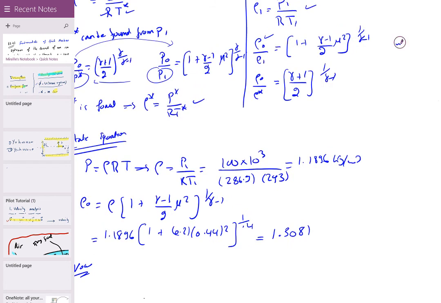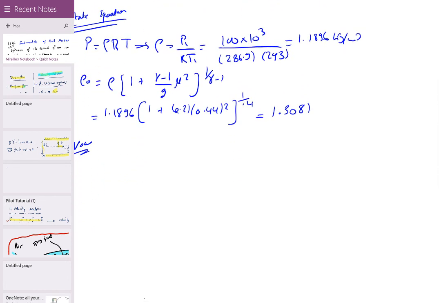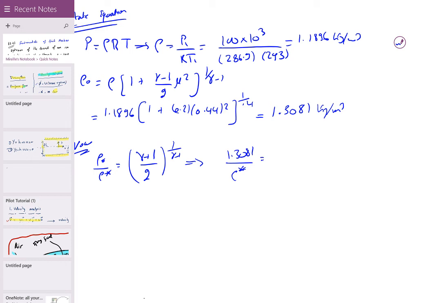I will use the third relation here to find the critical density. 1.3081 over critical, this is kilogram per meter cube, equals gamma plus 1, that's 2.4 over 2, to the power 1 over 0.4. I get critical density 0.8295 kilogram per meter cube.